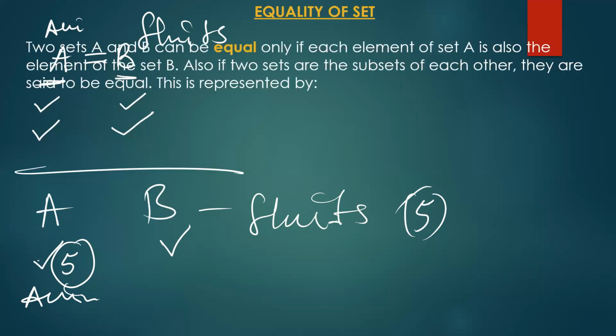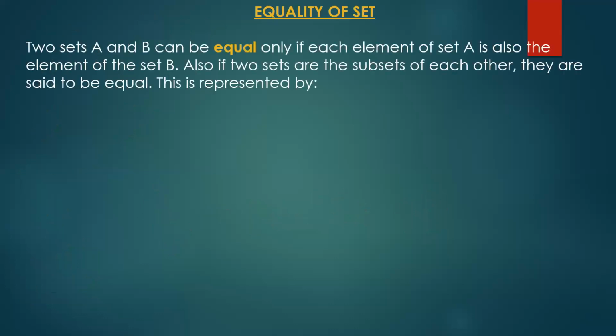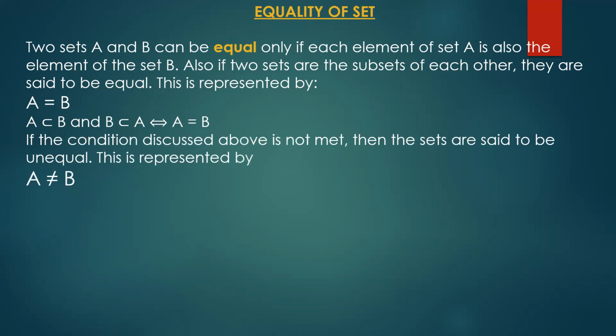Okay. So this is what I was just trying to talk about. Two sets A and B can be equal only if each element of set A is also an element of set B. Also, if two sets are subsets of each other, they are said to be equal. That is how you represent two equal sets. If the condition discussed above is not met, then the sets are said to be unequal. This is represented by A is not equal to B.